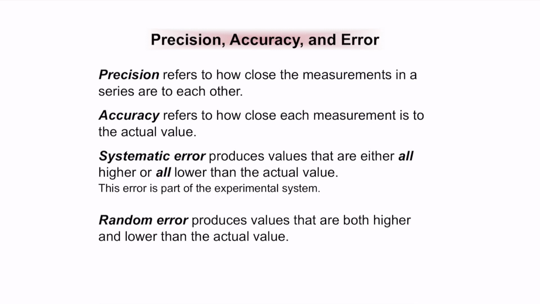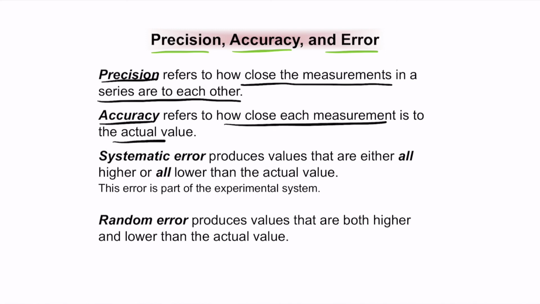Next, the final concept: precision, accuracy and error. What is precision? Whenever somebody says, how precise are you? Or, tell me precisely what you want. It basically says how close the measurements in a series are to each other. So there is a slight difference between precision and accuracy. Precision refers to how close the measurements are to each other, and accuracy refers to how close the measurement is to the actual value. So precision refers to each other and accuracy refers to the actual value.